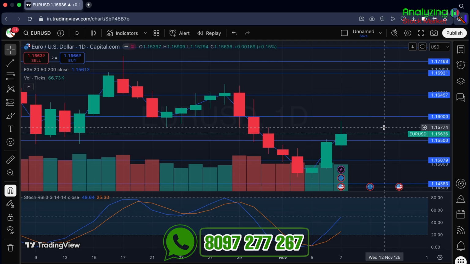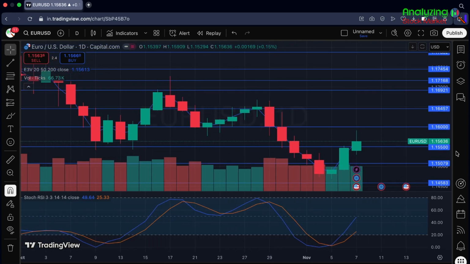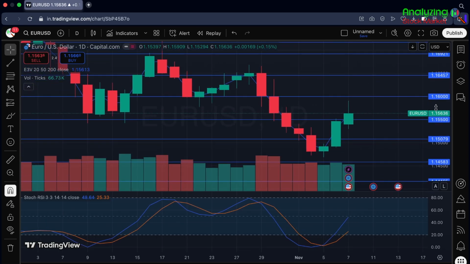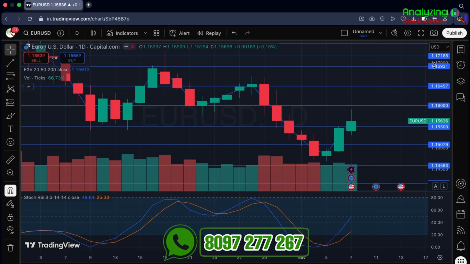The levels are already marked. We don't need to mark any new levels because there is no different data that we have seen yet. So we'll talk about the closing first. Here we can see 1.15636 is the closing. The direct support is 1.15500. The direct resistance is 1.16000. After the direct support, there is a support of 1.15079 and then 1.14583. After the direct resistance, there is a resistance of 1.16457 and then 1.16921. So these are the important support zones and resistance zones that will help you to take better stop loss and target levels.